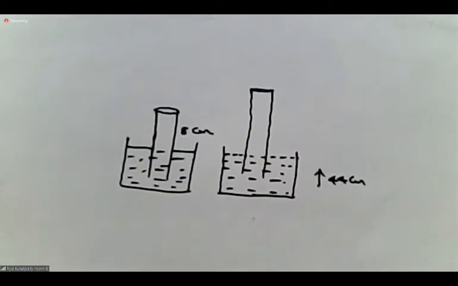Whose volume is increasing? There is air trapped inside. 8 centimeters of air is there. This 8 centimeters of air, you are closing it, which means you are disconnecting it from the atmosphere. Now you are lifting it up. That means the volume of the air inside is increasing. When the volume of the air inside increases, the pressure of the air inside decreases.